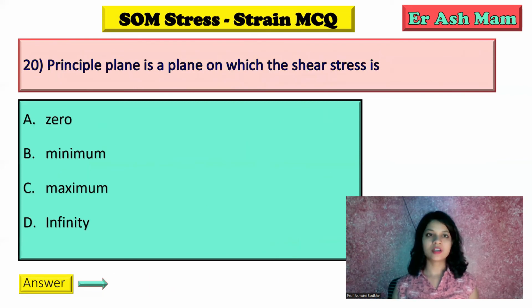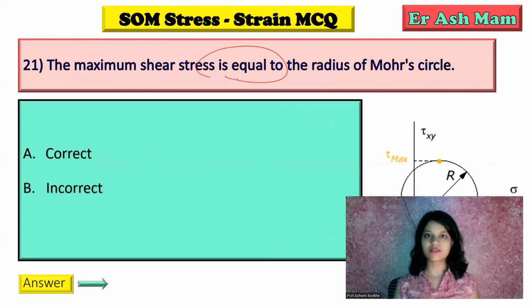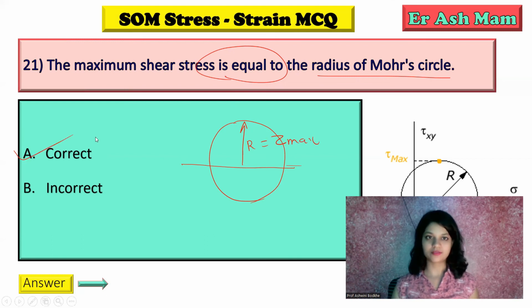Next, principal plane is the plane on which the shear stress is zero. Answer is 0. Principal plane is the plane where shear stress is 0, only normal stress acts there. Answer A is correct. The maximum shear stress is equal to the radius of Mohr circle. So if it is a Mohr circle, then the radius of this Mohr circle is nothing but the maximum shear stress. The sentence is correct.